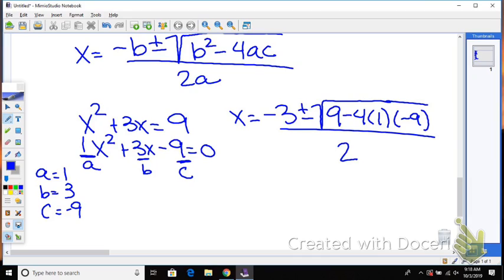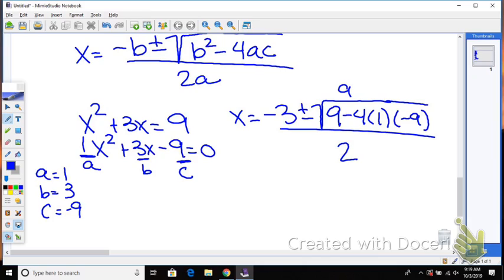So you want to work inside the radical part first. So inside the radical, I get 9 plus what? 36? I thought it was minus 36. You have a -4 times 1 times -9. So it's 9 plus 36. So it comes out to -3 plus or minus the square root of 45, all divided by 2.